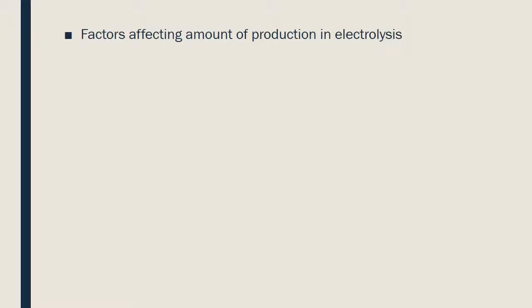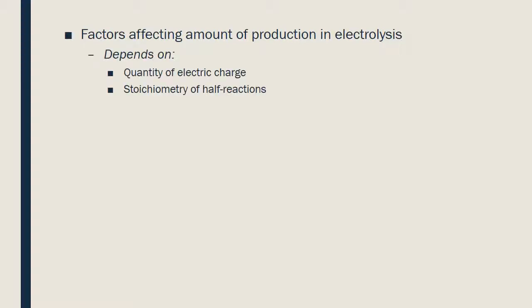So now that we've talked about electrolytic cells and what electrolysis looks like and what's going to be discharged, there are factors that affect the amount of production in an electrolytic cell. And the amount of production depends on the quantity of electric charge being supplied, and then the stoichiometry of the half reactions that are occurring at each of the electrodes.